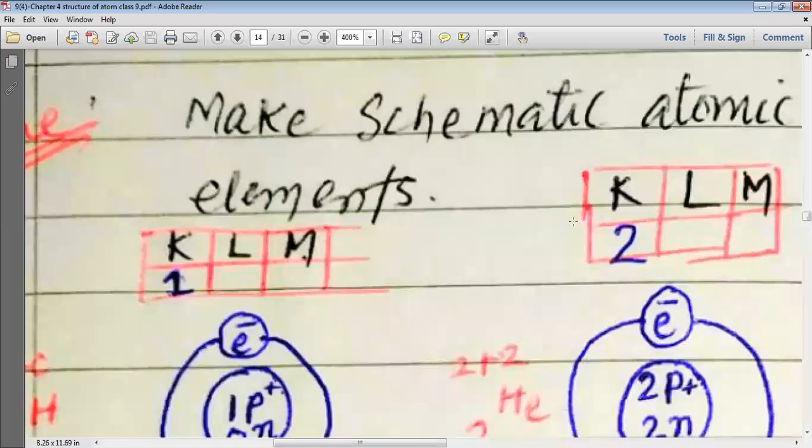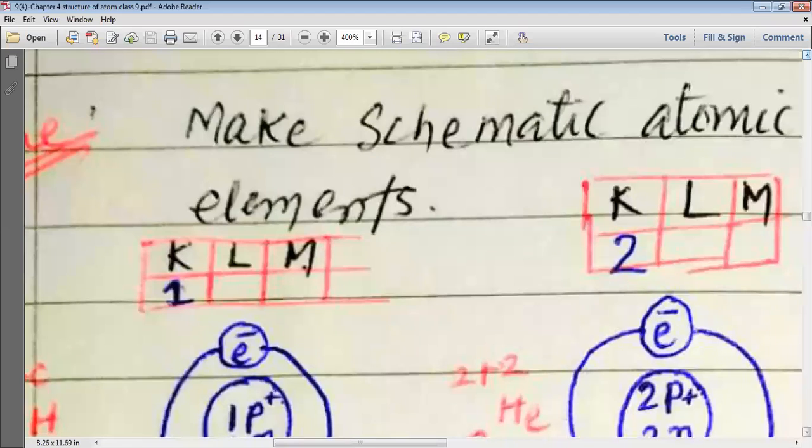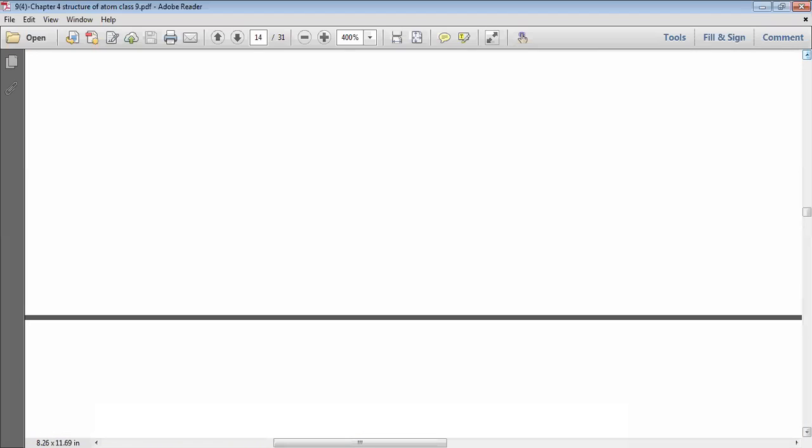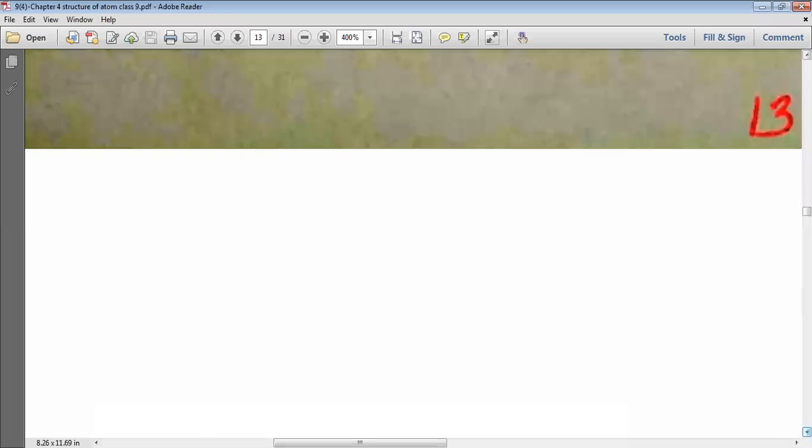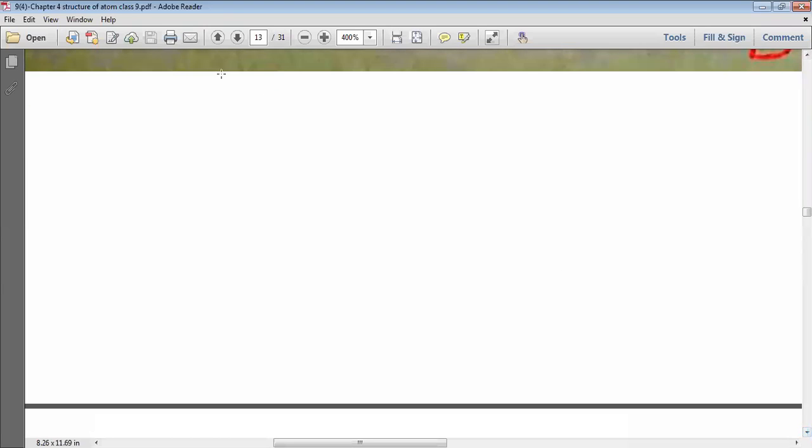My dear students, let us revise something that we have studied in the last period, that is what we have studied about the structure of the atom. Let us have a look at it. Let me explain here what we have studied in the last period.